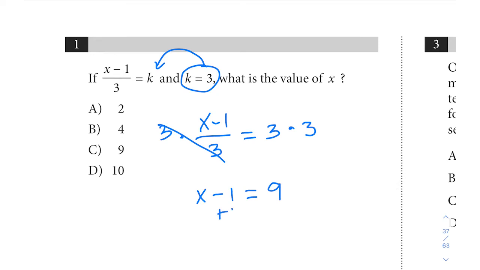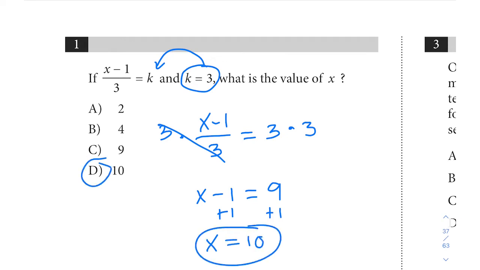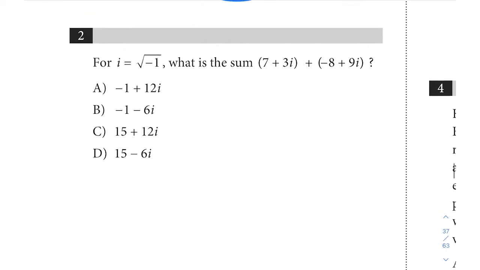Now we're going to add 1 to both sides and x will equal 10. Answer choice D for question 1. Let's go ahead and move on to question 2.